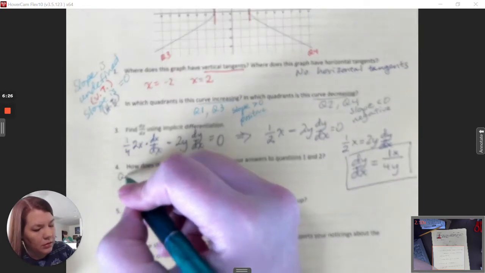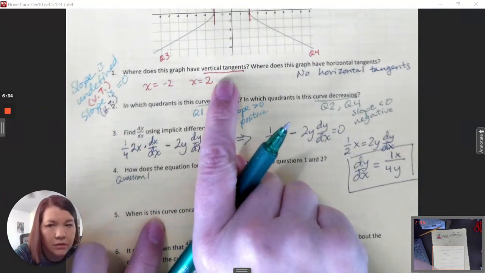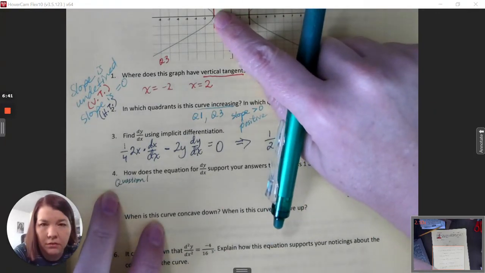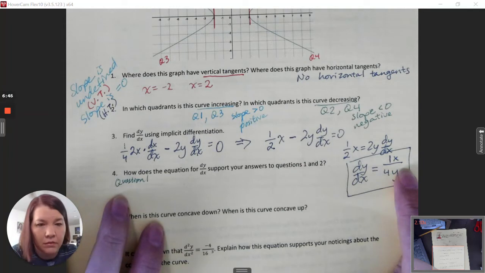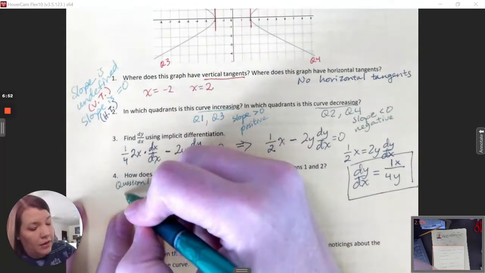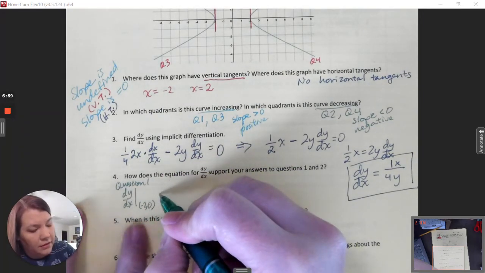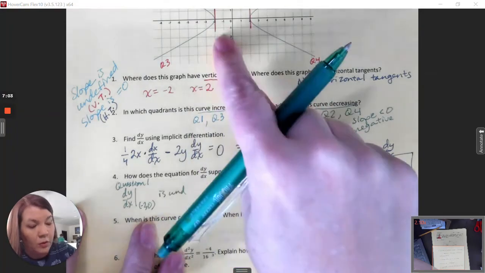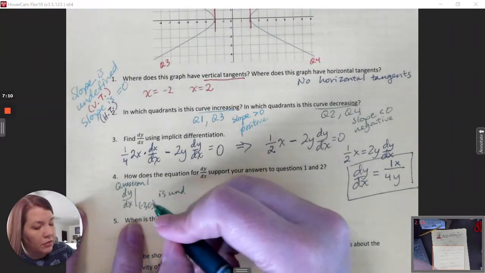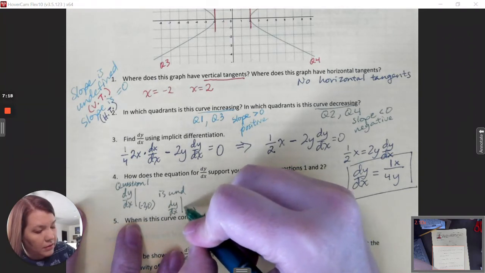For question 1, vertical tangents, the slope needs to be undefined. So if we were to check -2, 0 as a point and plug it in, we get -2 over 0, which is undefined. So dy/dx evaluated at -2, 0 is undefined, which is what we found for our vertical tangent lines. Slope is undefined, and the same is true at the other. dy/dx at 2, 0 is also undefined.